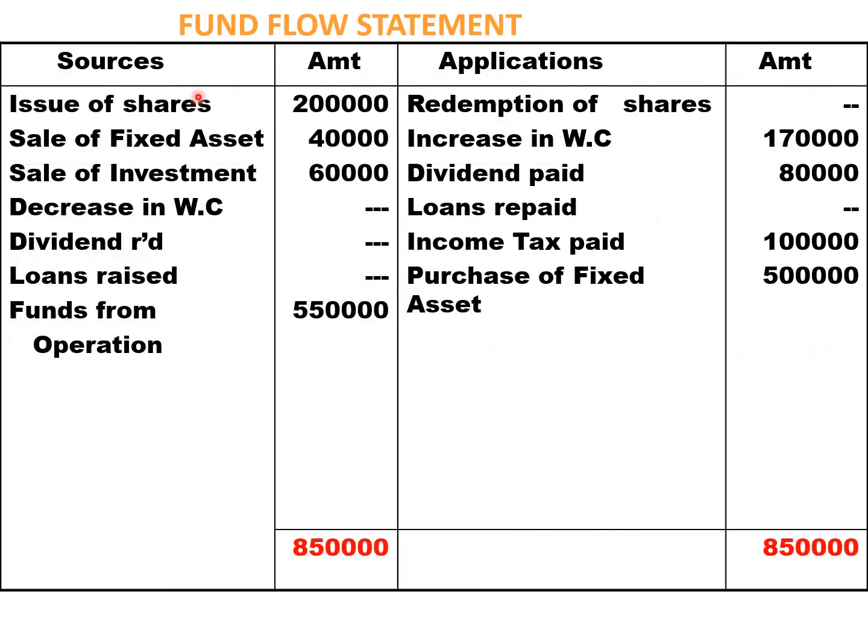Fund flow statement, students. Issue of shares 2 lakhs as discussed in the balance sheet. Sale of fixed assets 40,000. Sale of investment 60,000. No decrease in working capital, no dividend received, no loans raised. But we got funds from operation 5 lakh 50,000. Then redemption of shares, we don't have any redemption of preference shares. Increase in working capital 1 lakh 70,000. Then given in adjustment, dividend paid 80,000. Loans, nothing repaid as such. Income tax paid, purchase of fixed assets 5 lakh. So all payments will come in applications and all receipts will come in sources.